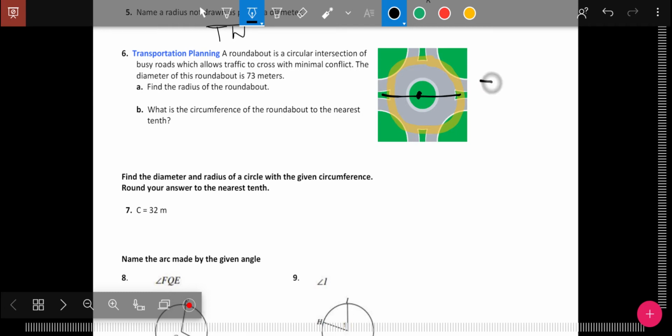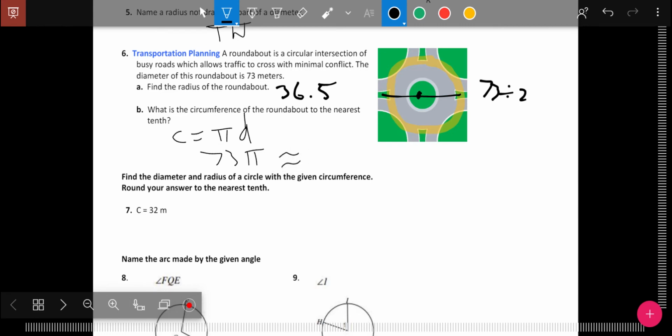And so you would do 73 divided by 2 and get 36.5 for the radius. Then for the circumference, you do circumference equals pi times diameter. And so 73 pi is my answer. Now it said round to the nearest tenth, so I'm going to take a calculator and do 73 times pi, and I get 229.3.